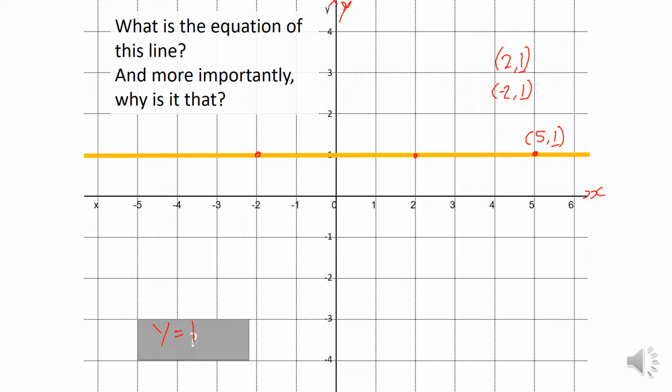Again, similar idea to what I did with the shortcut before. We can also look which axis does it cut and at what point. So it's cutting through the y-axis at 1. So that tells us y equals 1. So fairly straightforward. If you've got a vertical or horizontal one, they're a bit easier to do. It's just going to be either x equals or y equals and then a number.